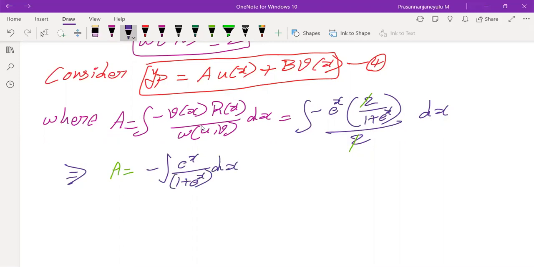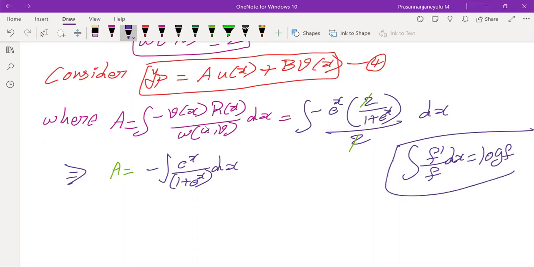Whenever integration is having a fraction, then check whether it is in the form of integration of f dash by f or not. What is integration of f dash by f value? Log of modulus of f, or simply you can write log f. Now check it. If we treat the denominator as f function, 1 plus e power x, what is the differentiation of 1 plus e power x? It is simply e power x, so numerator only. Because of that, we can write minus 1 into log of 1 plus e power x. This is our capital A value.